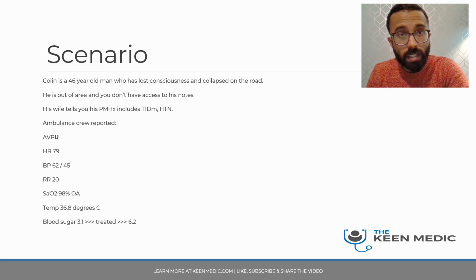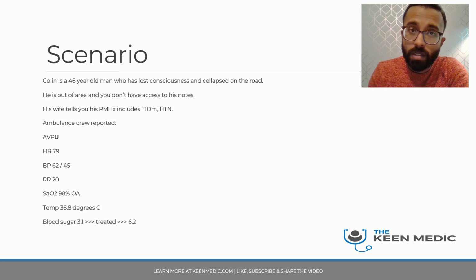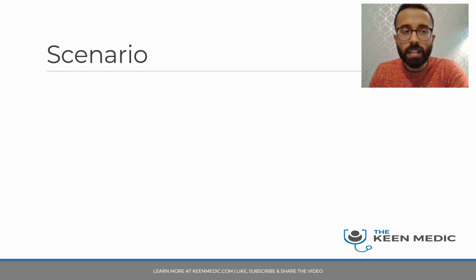They treated it, gave him some dextrose, and it improved to 6.2 by the time they got him to A&E. So in this slide, three main important things: he was unresponsive, his blood pressure was very low, and he was hypoglycemic, and he is known to have type 1 diabetes. So you should be thinking about certain things even now, before we move on. Let's have a look.